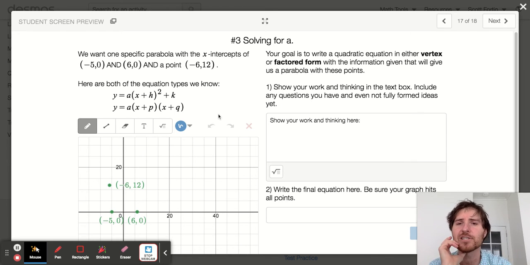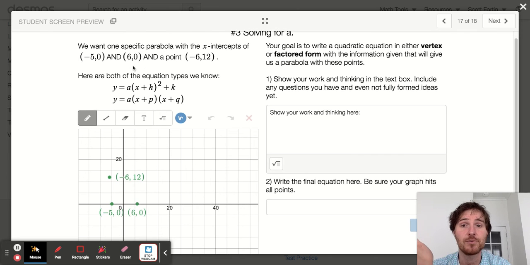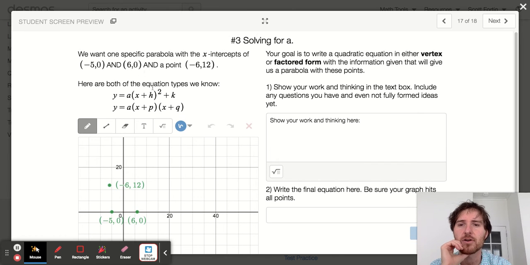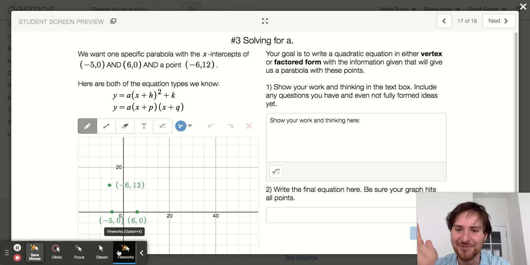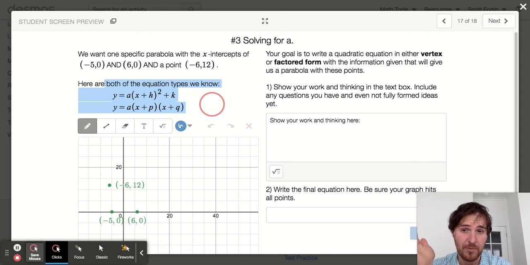So we want one specific parabola with the x-intercepts of (-5, 0) and (6, 0), and a point on the graph. Let's get rid of the fireworks here. Anyways, let's do this together. Here are both the equations we know: the vertex form and the factored form. Which one of these are we going to use?